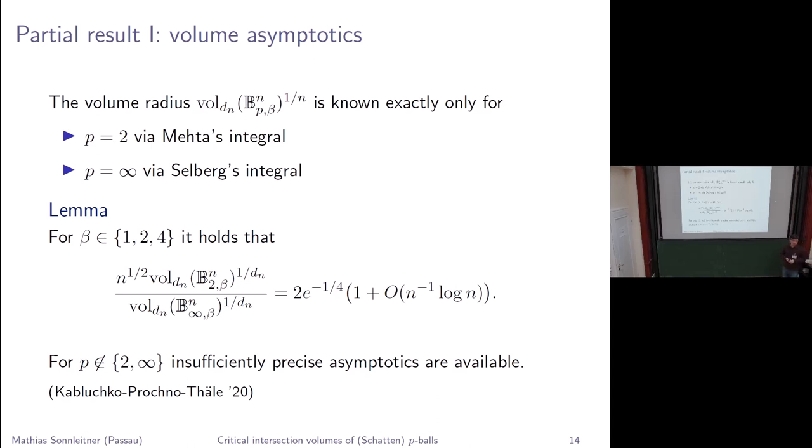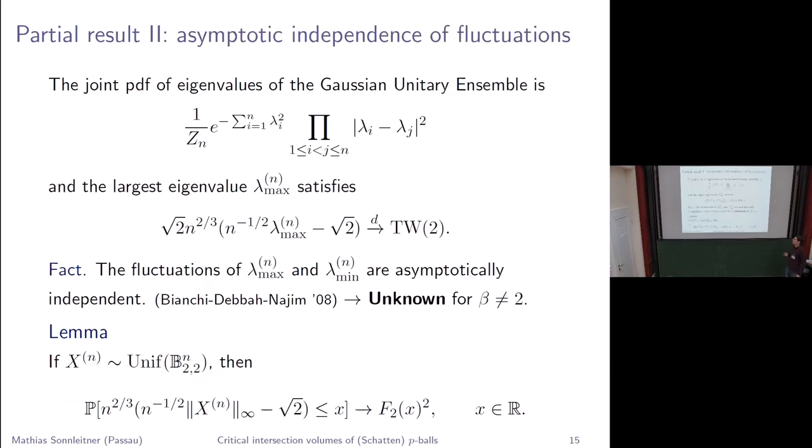And now let me explain the restriction to beta equals 2. For beta equals 2, we have a relation to the following matrix ensemble, which is the Gaussian unitary ensemble. We take complex Gaussians above and below the diagonal, and real Gaussians on the diagonal, and take a Hermitian random matrix, a Wigner matrix, and then you get that the eigenvalues have this probability density function. So similar as with p equals 2, beta equals 2 here. And we know that the largest eigenvalue has this convergence, so the fluctuations are Tracy-Widom. And this explains where the Tracy-Widom distribution comes from.